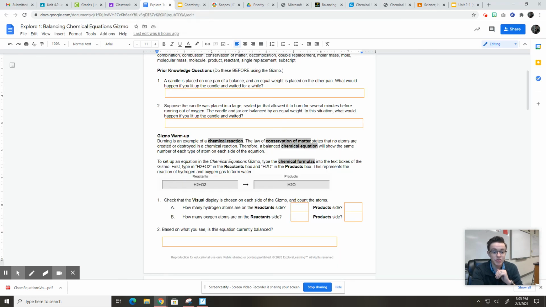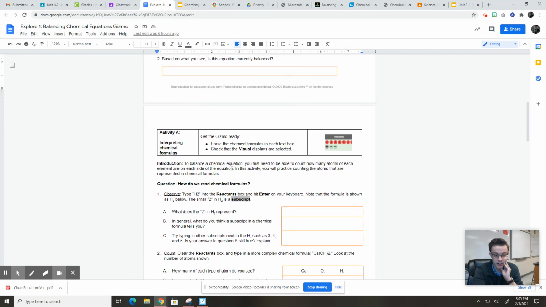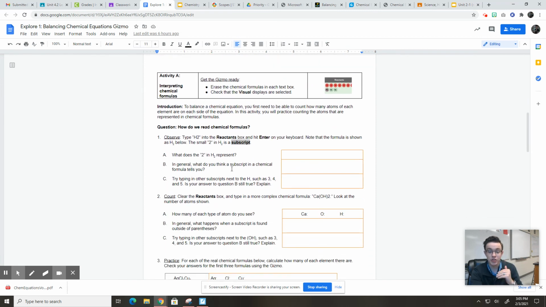All right. So what this is going to continue to do is help you learn what a subscript is, what a coefficient is, and it's going to teach you how to balance a chemical equation so that it obeys the law of conservation of mass.